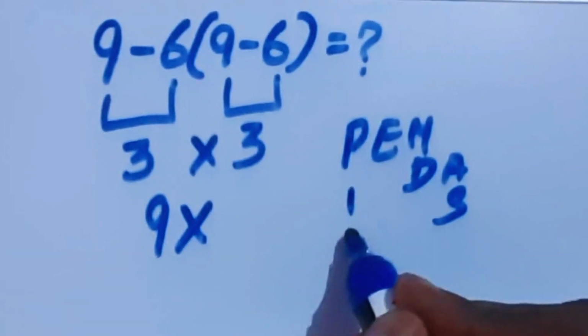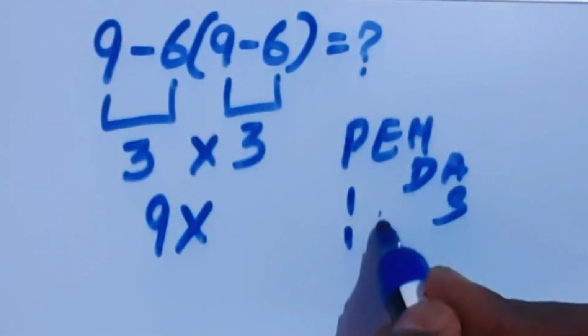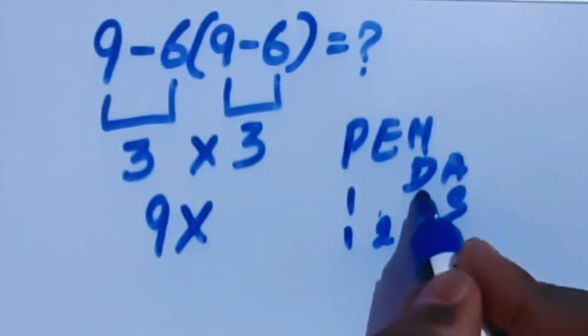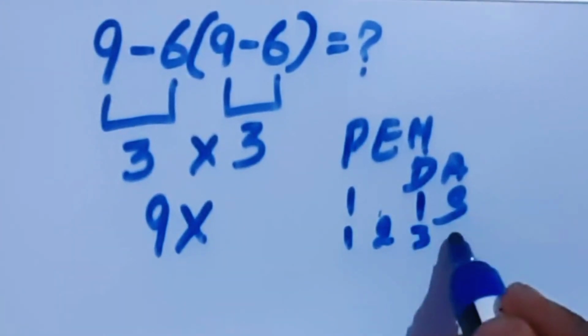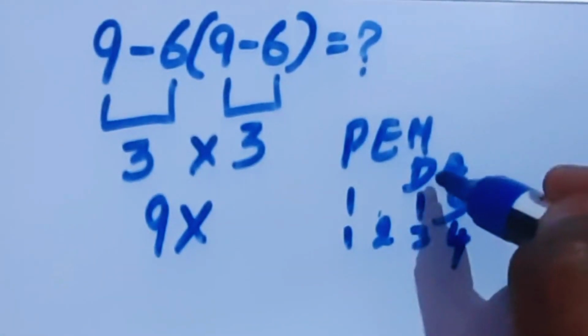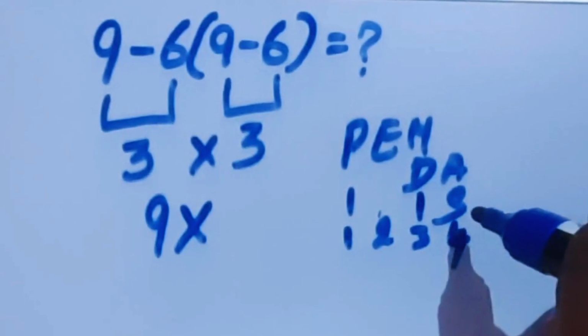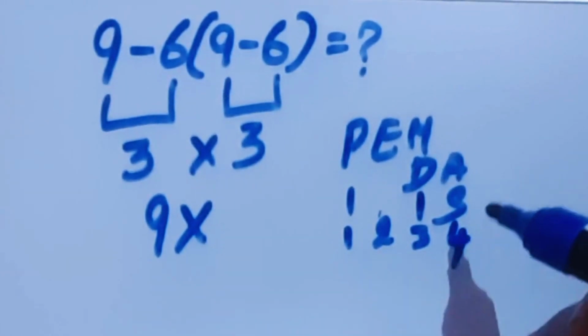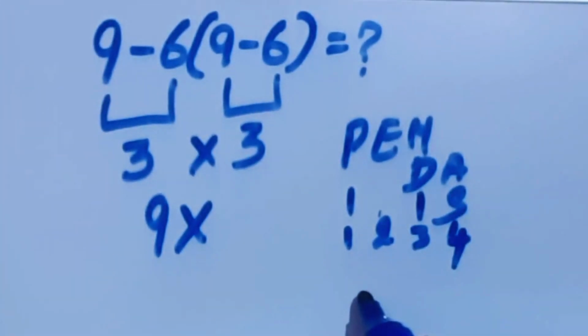Here this is first priority, second priority, this is third, and this is fourth. Now multiplication and division are equal priority, and addition and subtraction are equal priority. Now we have to follow the left to right rule in the problem.